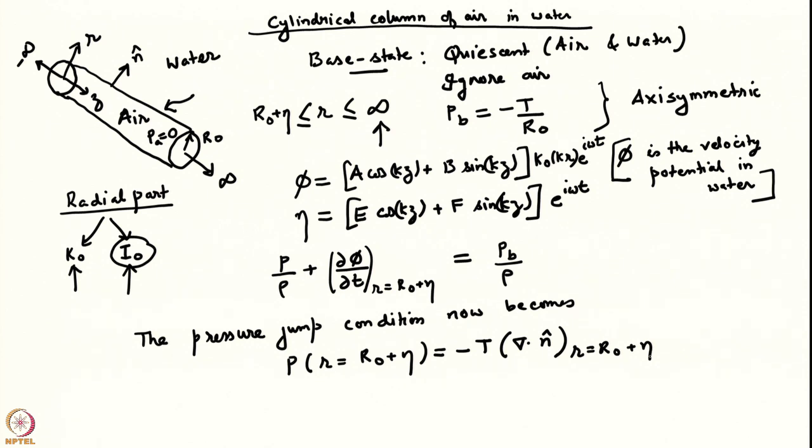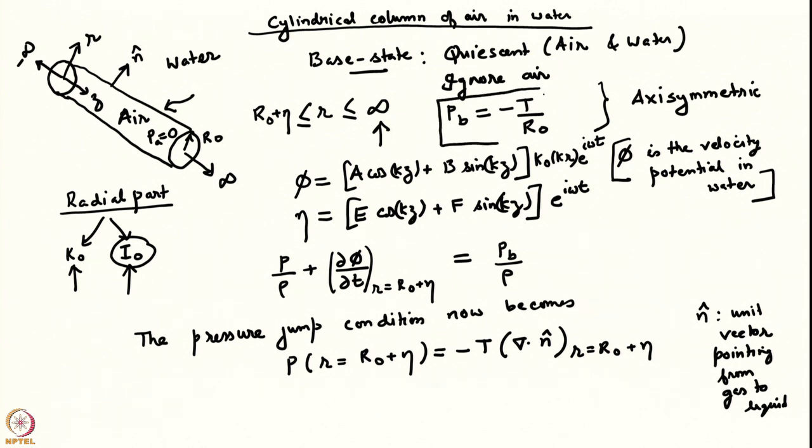Okay, so n is a unit vector pointing from gas to liquid. You can check that this minus sign is necessary because this equation is also true in the base state. If you apply this equation in the base state and calculate the curvature, which is just a constant, you will find that it recovers this equation only if you take that minus sign. So, the minus sign is necessary.